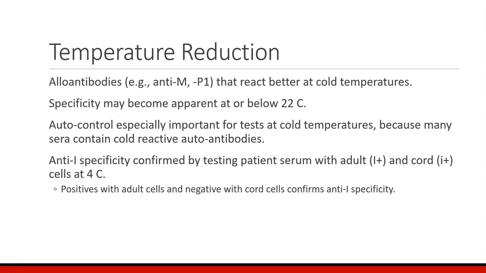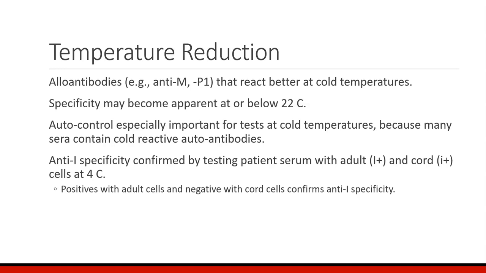Temperature reduction is very useful for alloantibodies such as anti-M, anti-P1 that react better at cold temperatures. The specificity may become apparent at or below 22 degrees centigrade. 22 degrees centigrade is room temperature. And autocontrol is especially important for tests at cold temperatures because many sera contain cold reactive autoantibodies. In fact, if we ran cold panels on everybody, all normal people, a lot of people will have naturally occurring autoantibodies that react at 4 degrees.